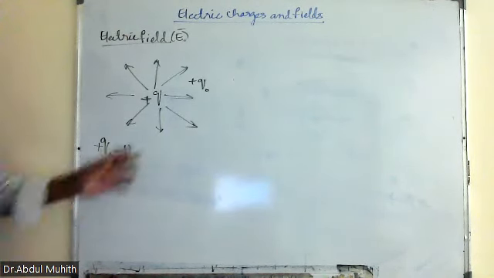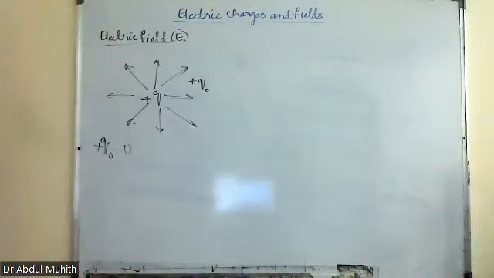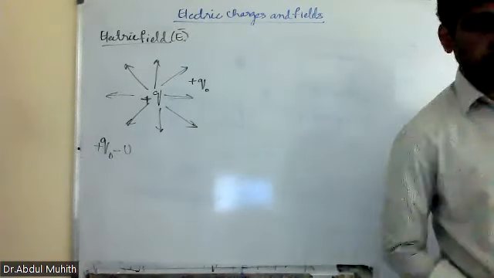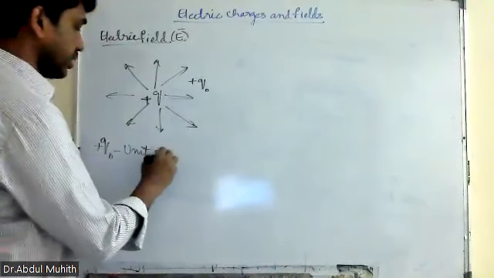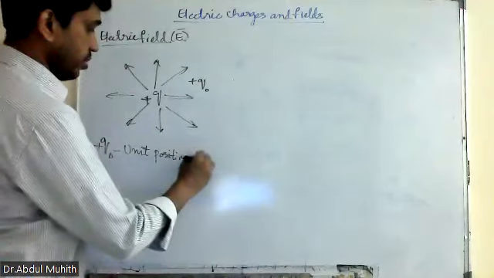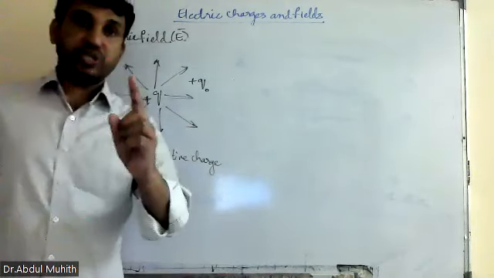Now, here Q0 is said to be unit positive charge. One second. So Q0 is what? Q0 is said to be unit positive charge. What is unit positive charge? Can anyone tell me about this? Unit positive charge is only one charge.